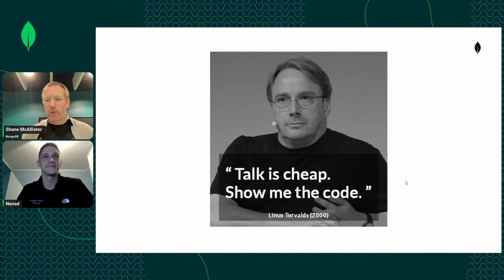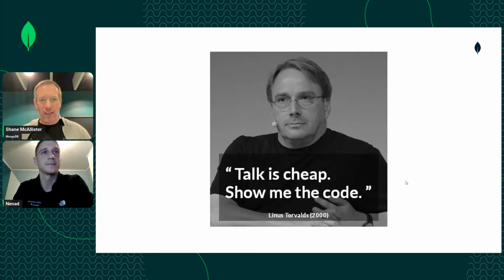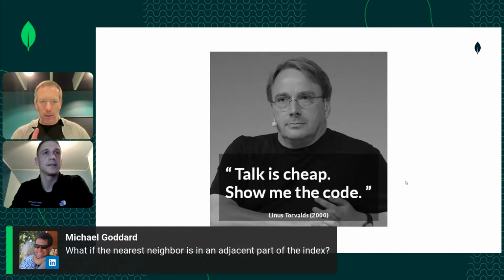Perfect. Just before we get into the demo, which I'm really excited to see, two questions from our comments, and please throw any other questions you might have in there, and we'll take them on board if we can. From Michael, when we had up the nearest neighbor diagram there, he asks, what if the nearest neighbor is in an adjacent part of the index, so in one of the different colors perhaps?